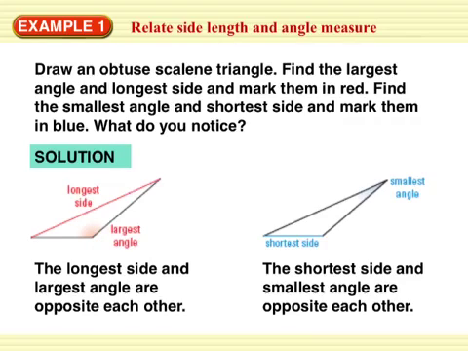Okay? How about this one? We've got the shortest side in blue and the smallest angle in blue. So the shortest side and the smallest angle are opposite each other. See how they're opposite each other?